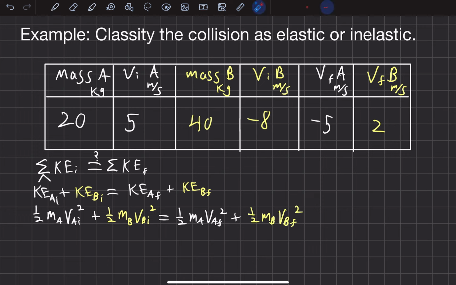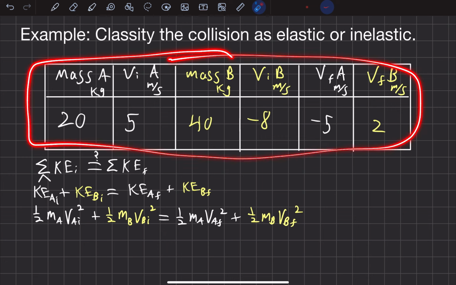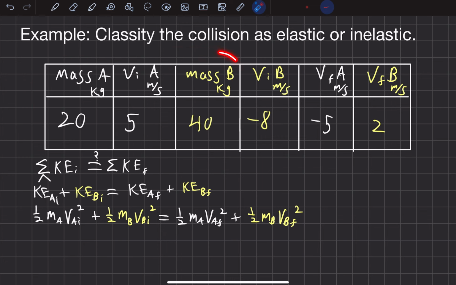This would be a great time to recognize any zeros. For example, if the velocity of object A was actually 0 to begin with, we could take this entire term and just make it 0. But in this case, none of these values are 0, which I should talk about with this table. This table has the mass of object A, the mass of object B, the initial velocity of A, the initial velocity of B, the final velocity of A, and the final velocity of B. So it's all the values that we're going to be plugging into this equation down here.